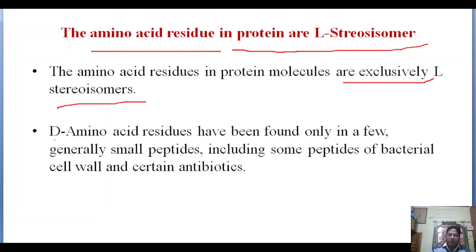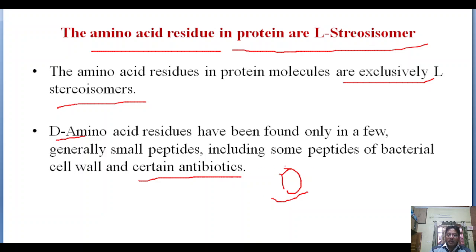They are only found in some cell wall proteins, such as bacterial cell wall proteins, and certain antibiotics. In general proteins, you will not find D amino acids. And if a D amino acid is found in place of the L amino acid, the enzyme will not catalyze the reaction. If you replace an L amino acid with a D amino acid in a protein and allow the enzyme to react, it will not react.